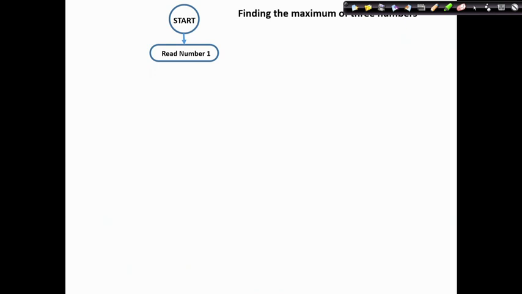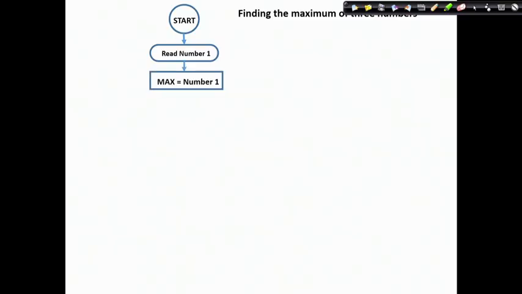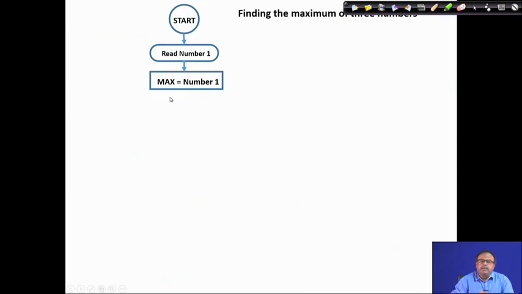I first read the number 1. Now, tell me one thing, when you have first read one number, what is the maximum number? Obviously, since you have read only one number, that itself is the maximum. So, it is a singleton, so it is the maximum. Therefore, I say that max is nothing but the first number, the number that I have read, max is number 1.